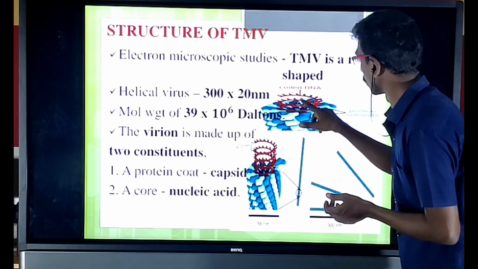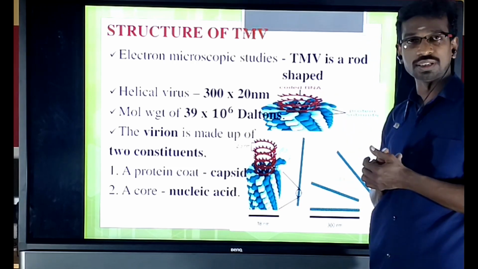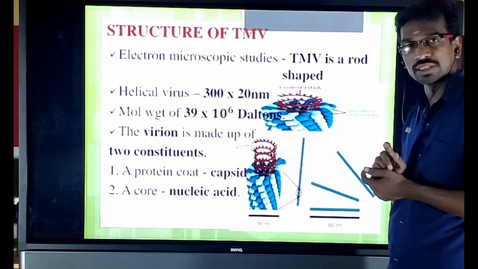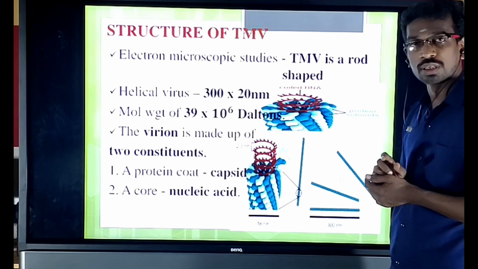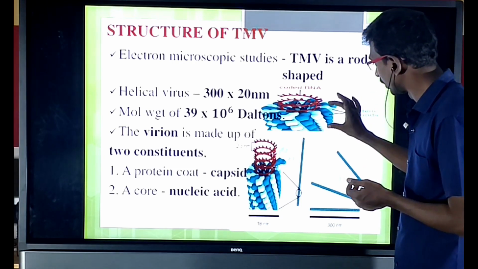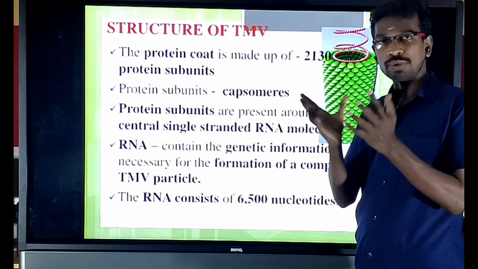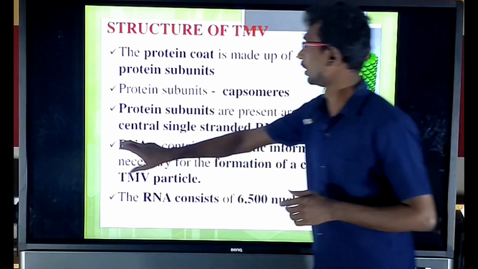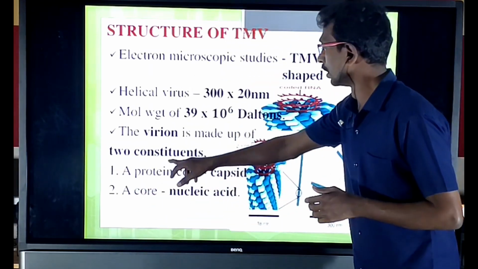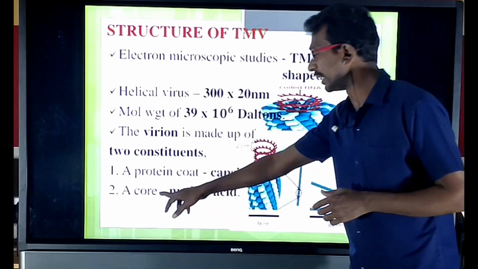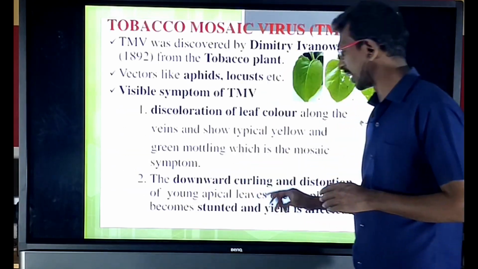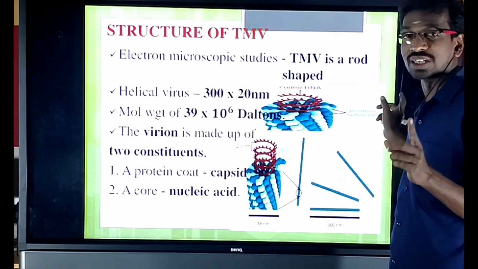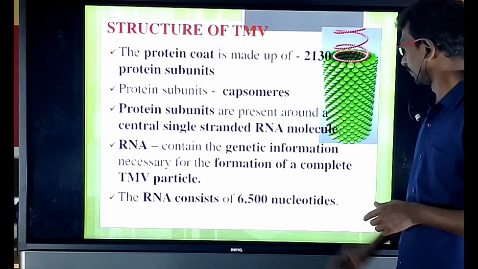Okay, so in the center core, coiled RNA is present. This coiled RNA is encircled by protein subunits, that is capsomeres. Okay, so this entire structure is called the capsid. The outer protecting cover, that is the capsid, is the protein coat, and in the center core is the nucleic acid. So what is the nucleic acid present in TMV? That is single stranded RNA.